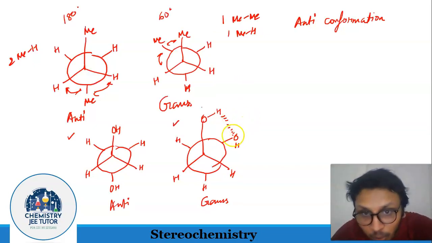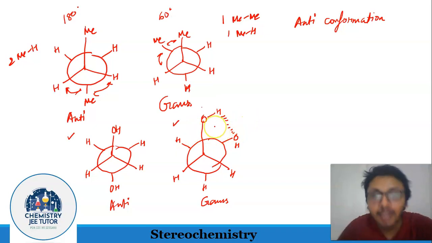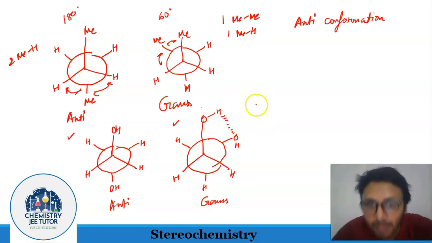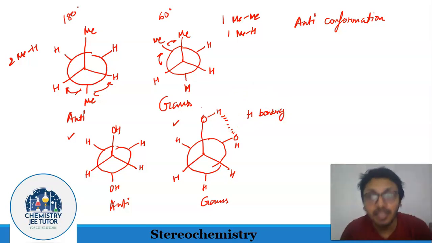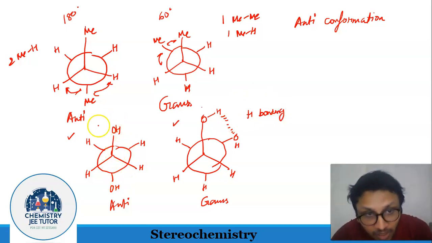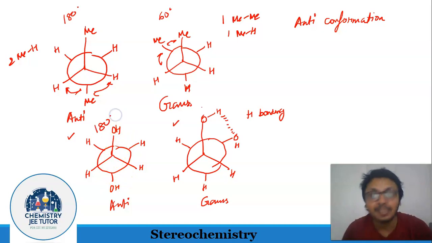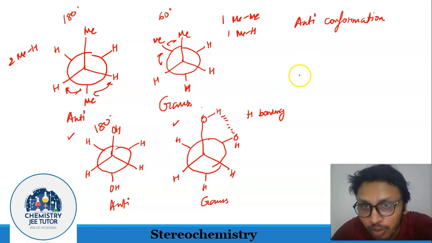See, this hydrogen bonding exists only when it is in a Gauche conformation. This hydrogen bonding does not exist when it is at an angle of 180 degrees, right? It is an anti-conformation. The hydrogen bonding exists only in a Gauche conformation, and that is why the Gauche conformation is stable only when there is hydrogen bonding.